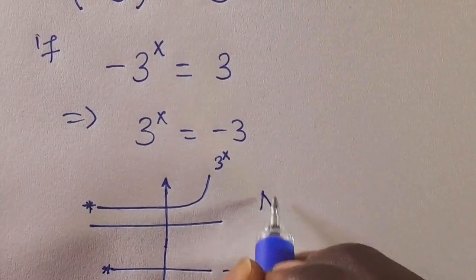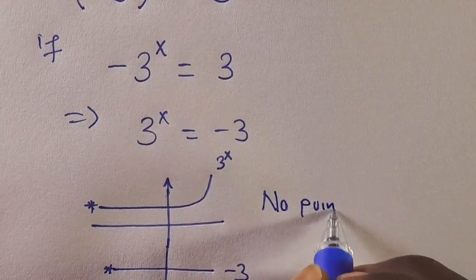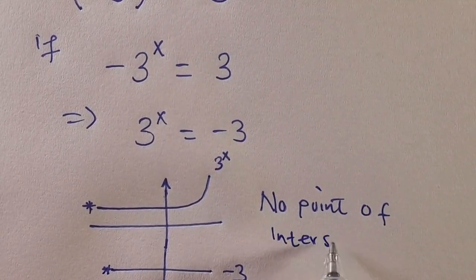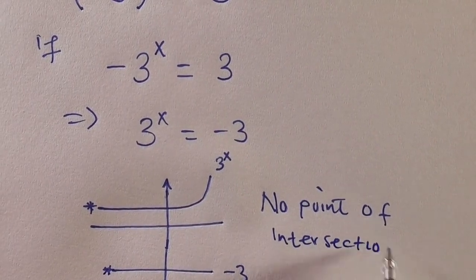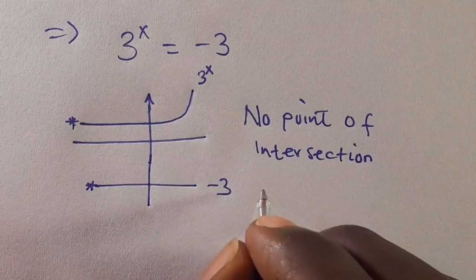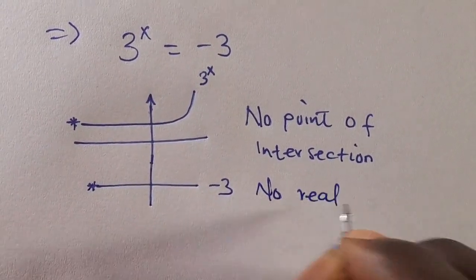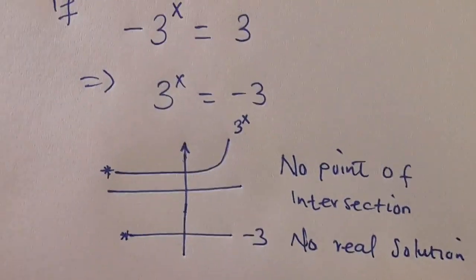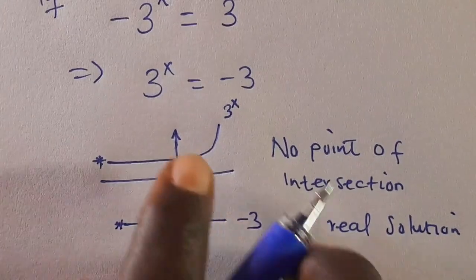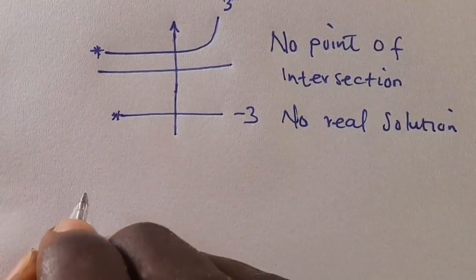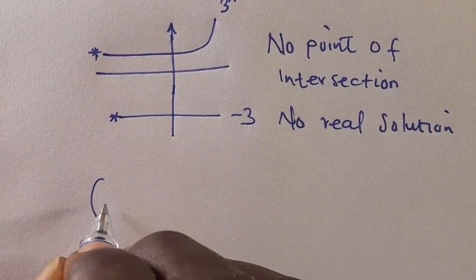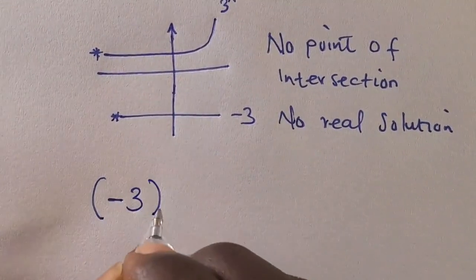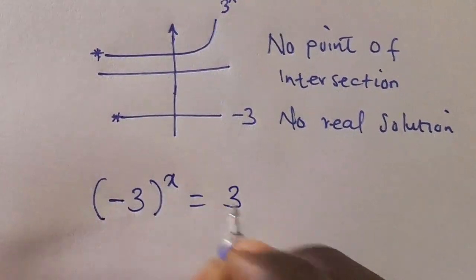And so therefore, if no point of intersection, that means no real solution. No real solution, though we can have a complex solution. But in our own case, this is what we have. We have open bracket. Because of the parentheses, that's where we have the problem. We have minus 3 close bracket to the power of x equals 3.